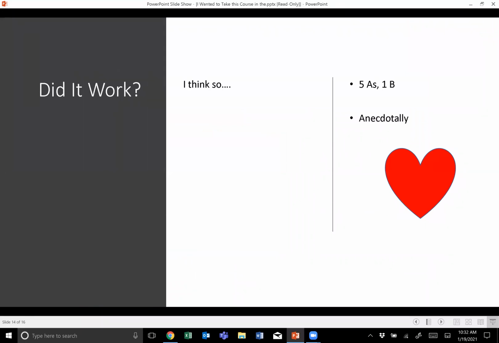The question, of course, then is, did this work, Debbie? I think it did. I had 6 students. I'm going to come back to that. I had 6 students. 5 got A's, 1 got a B. At the very end, I said, hey, what do you think about this? And anecdotally, they said, this was great. We liked it. We were afraid in the beginning because we are not used to this, but yeah, we got a lot out of this.